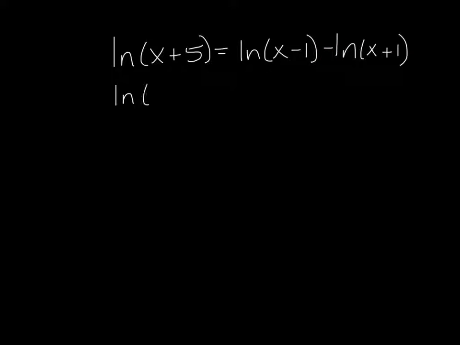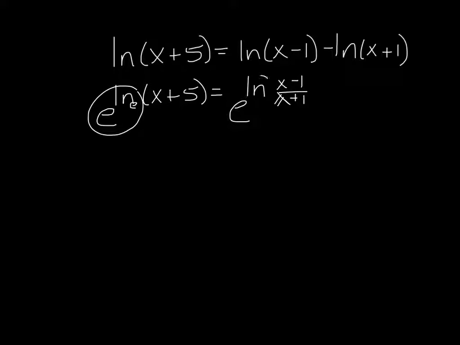So I still have the natural log of x plus 5 on the left. On the right, I'm going to have natural log, and then I'm going to have x minus 1 over x plus 1. Okay, now that I've done that, I can exponentiate both sides, only now I'm going to use base e, because if you remember, the base on the natural log is e, and I want to use the same thing. So then we've got the inverse effect. So we've got x plus 5 equals x minus 1 over x plus 1.